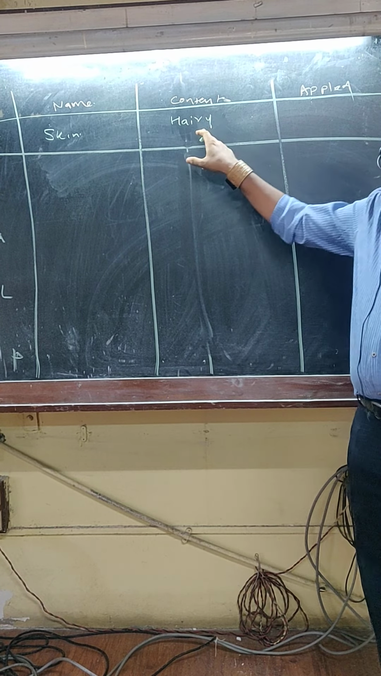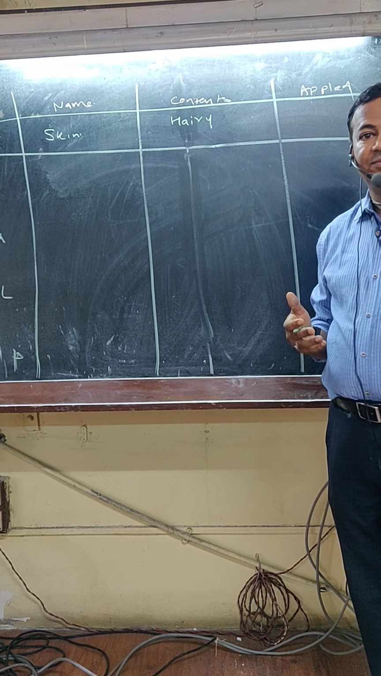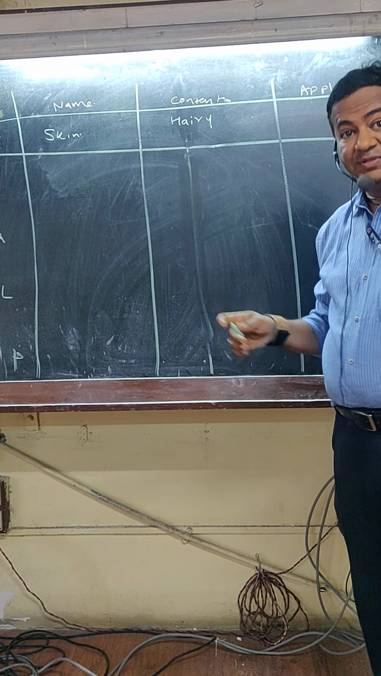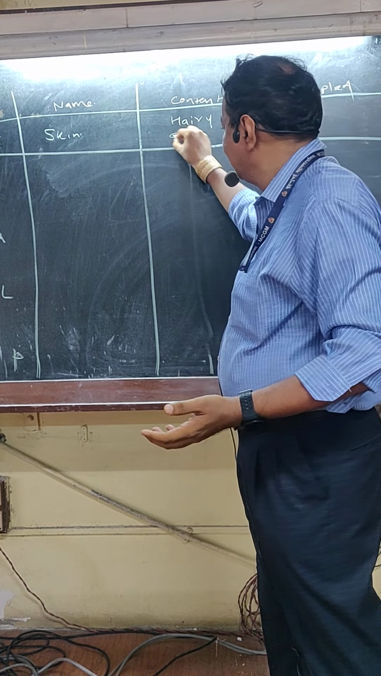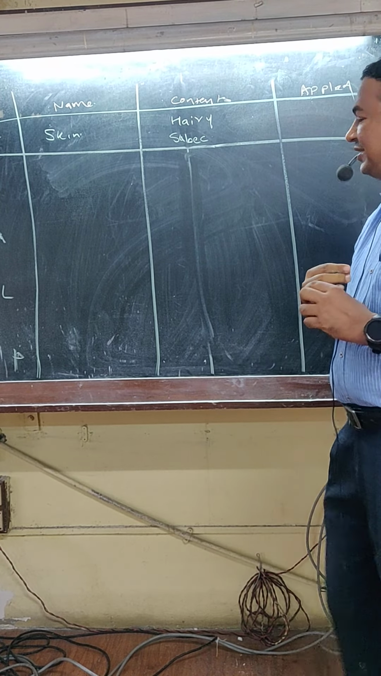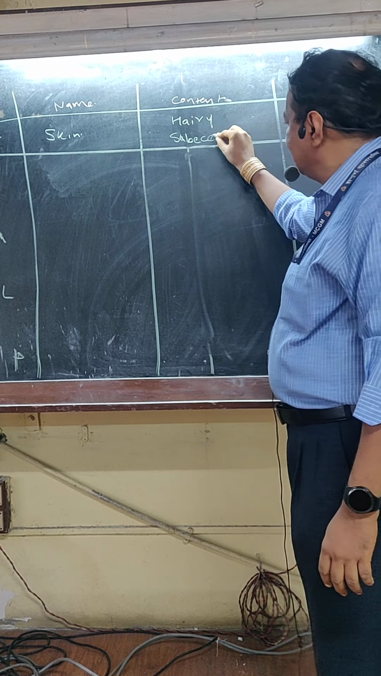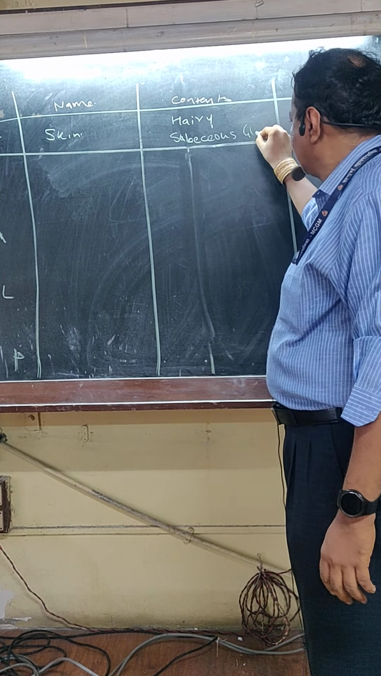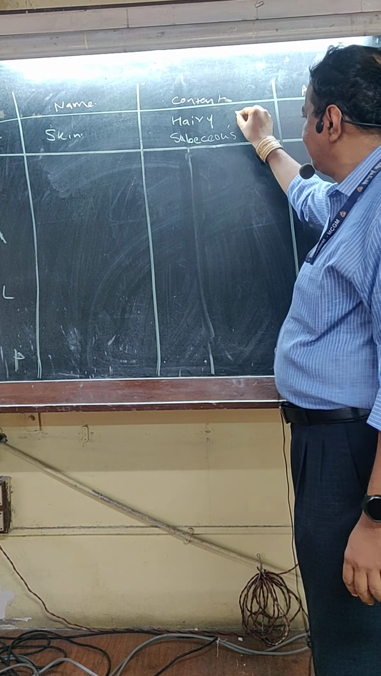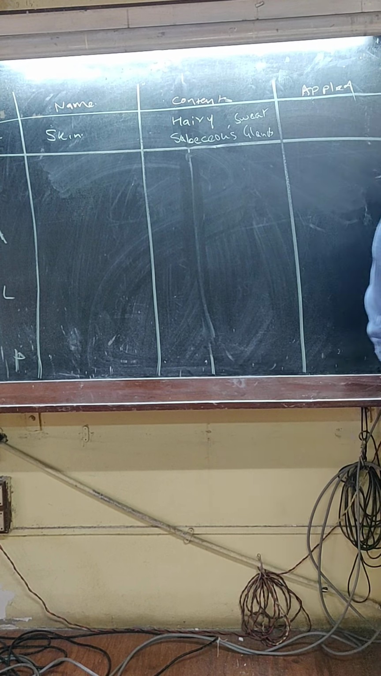So hairy. With hairs come glands, sebaceous glands. Every hair follicle on the side has sebaceous glands. And sweat glands also. There are hair, sweat glands, sebaceous glands.